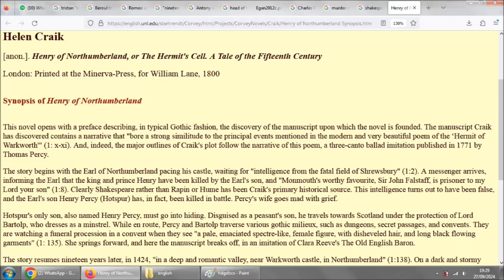They are watching a funeral procession in a convent when they see a pale, emaciated, spectre-like female figure with dishevelled hair and long black flowing garments. She springs forward, and here the manuscript breaks off in an imitation of Clara Reeve's The Old English Baron. Oh, poor you. The manuscript breaks off. Okay. What a story you're telling us.